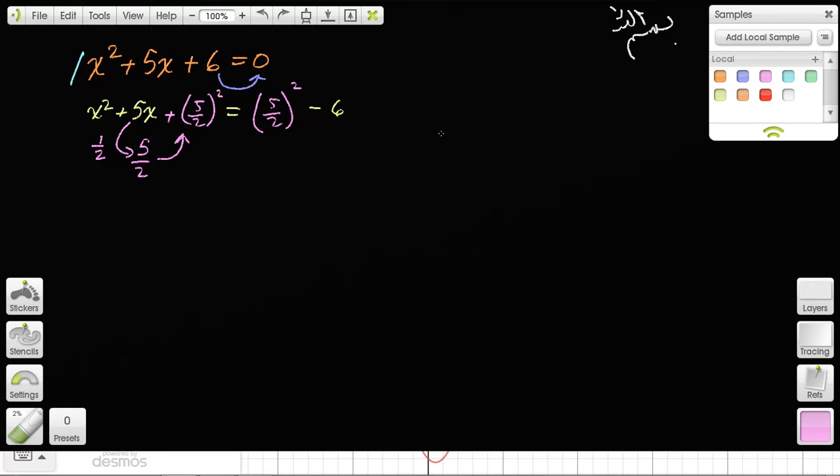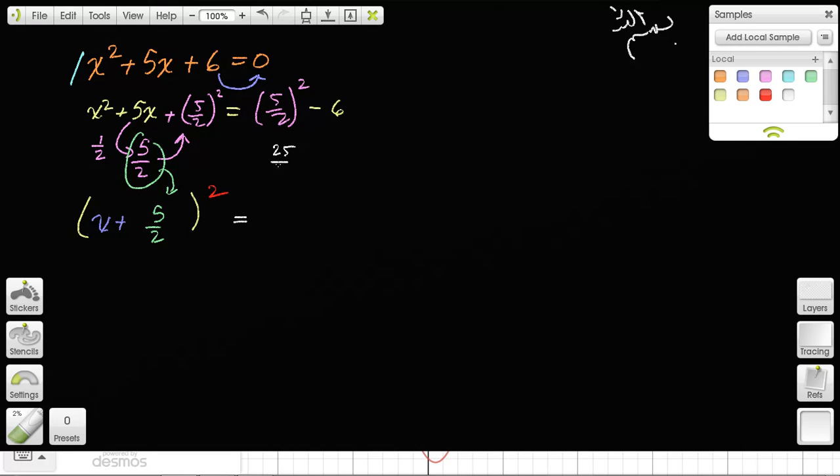So you could do it like this too, 5 over 2 and then squared, but I'm going to tag it on in front of the 6 this time because it's going to help us in a little bit. It doesn't matter, it's the commutative property of addition, right? So you do that, and then you convert this into this square, remember? Then you have x plus 5 over 2 equals all of this.